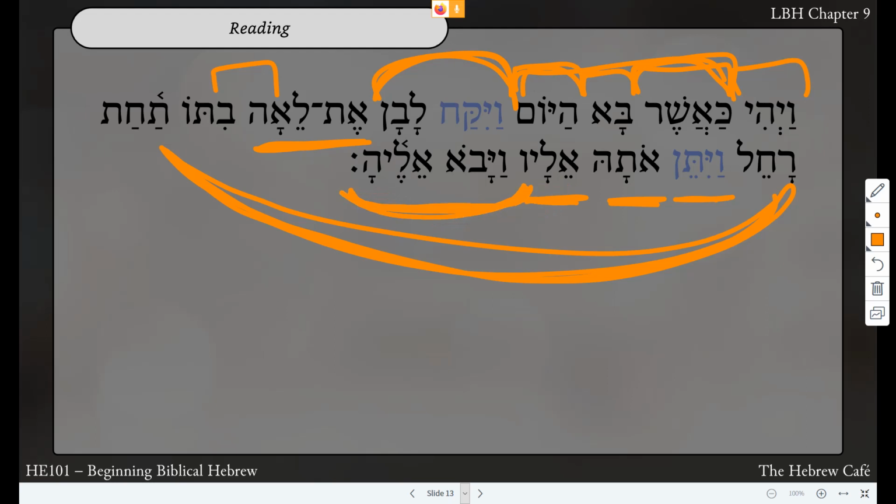Vayavo eleha, this is a different subject. This is Jacob. The vayikach and the vayiten is Lavan. Lavan gave Leah to Jacob instead of Rachel. That is sly.